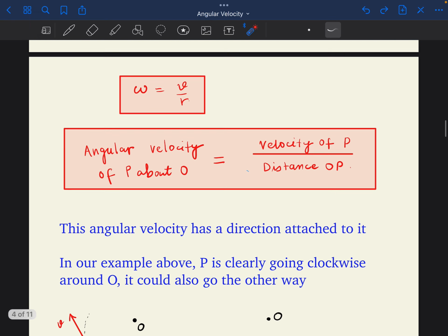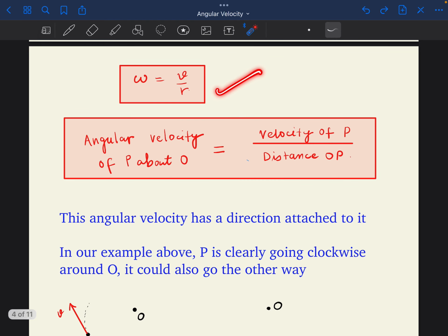And therefore, we can invert this relation and form this relation, which is omega equal to v by r. And from this, we get the mathematical definition of angular velocity, which says that if a point P moves around another point O in a circular path, and the radius of that circle is r and the speed of the particle is v, then the instantaneous angular velocity of P about O is v by r.